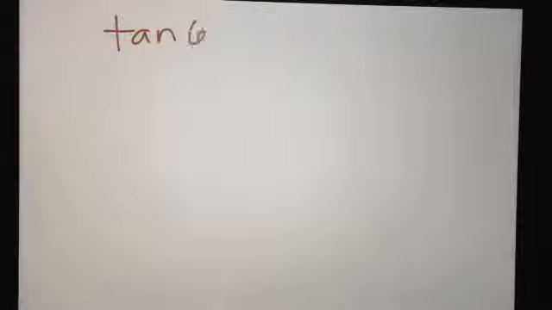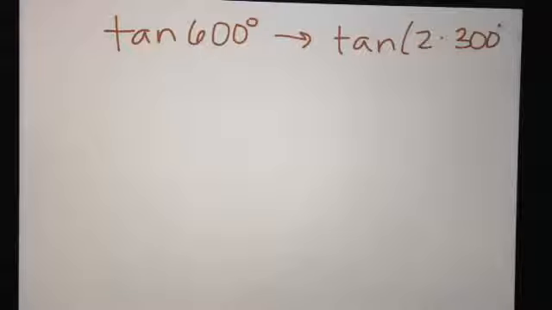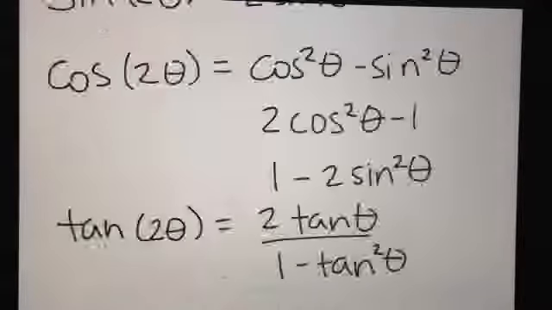And last, we'll do tan of 600. So again, this is going to be tan of 2 times 300. The tan formula is a little bit more complicated because it is a fraction. So we're going to do 2 times tan of 300 over 1 minus tan squared of 300.